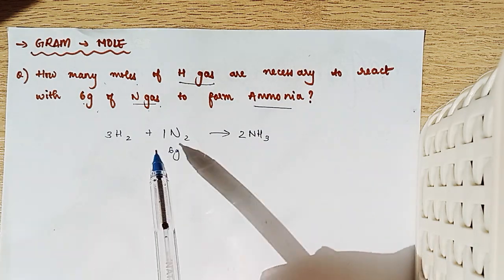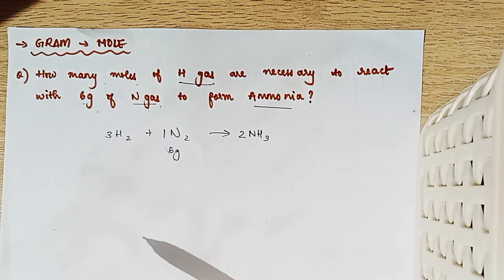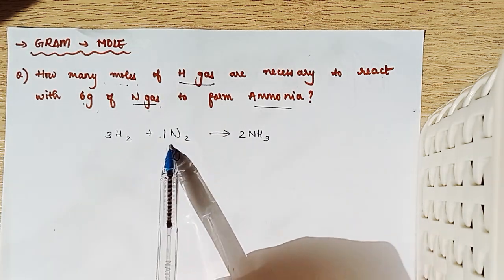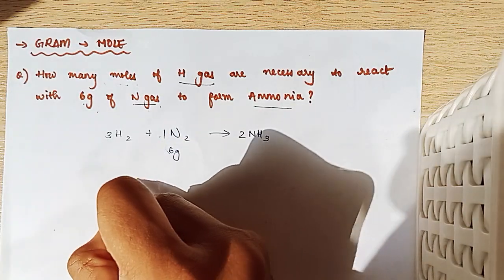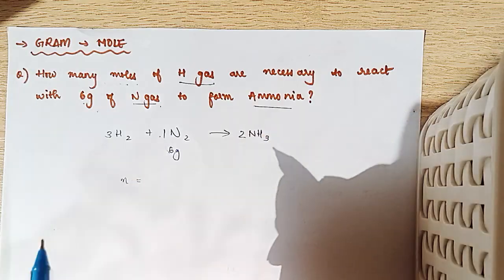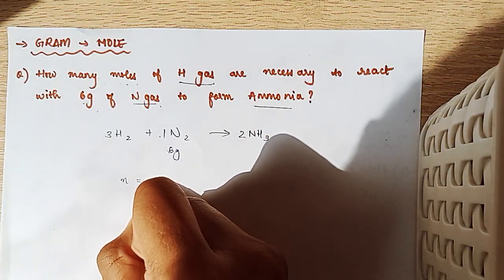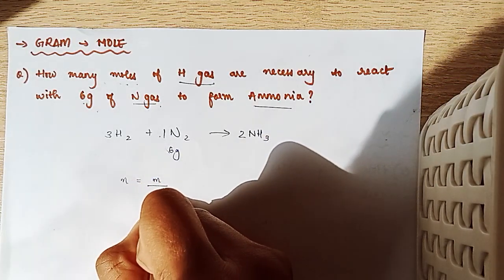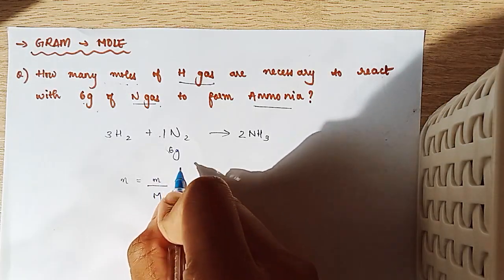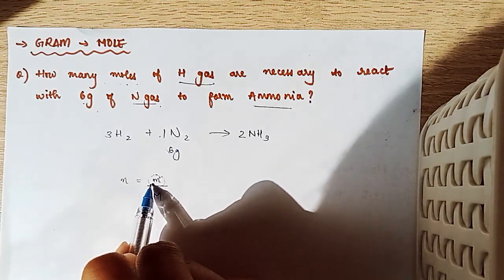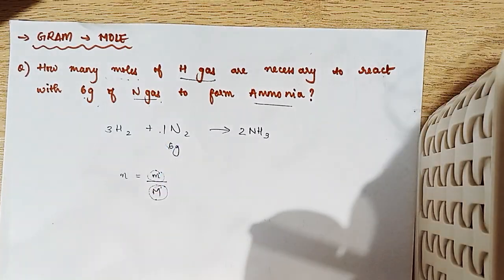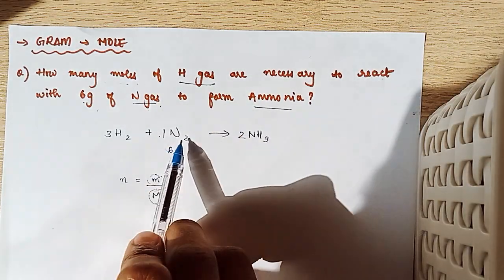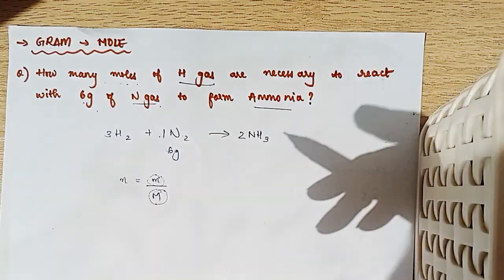So what's the first step? We need to convert mass to moles. We need to find moles, right? So we can convert this mass to moles. To find the number of moles of N2 gas, number of moles of N2 is equal to mass divided by molar mass of N2 gas. We already have the mass, and we need to find the molar mass of N2. Molar mass of N2 is equal to 28 grams, N into 2, 28 grams.